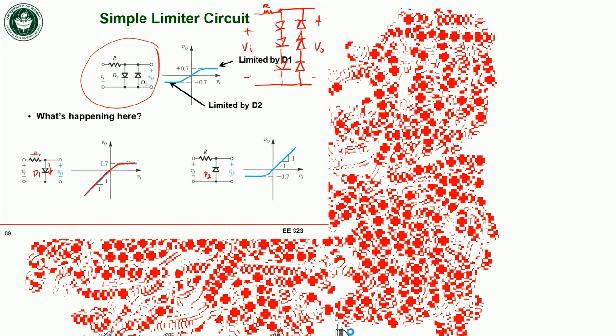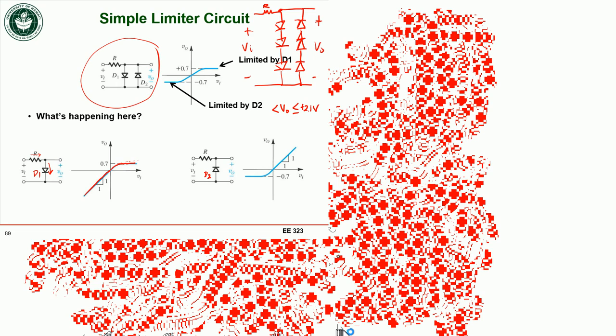Because I have three diodes now, I'm going to have 0.7 volts dropped across all of these. So my output range is going to be positive 2.1 volts, 3 times 0.7. And my negative one will be negative 2.1 volts. Okay, so I can just stack up a lot of diodes in order to get the voltage limit that I want at the output.